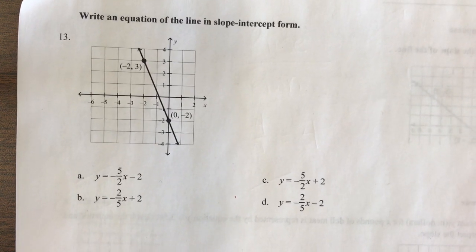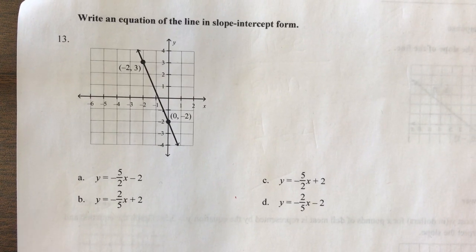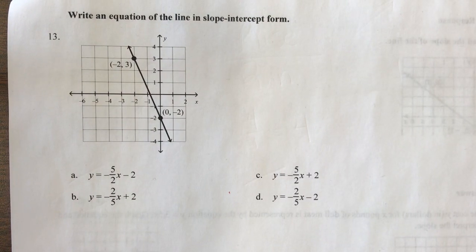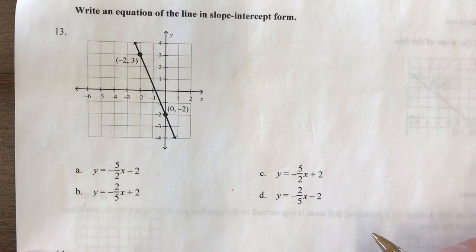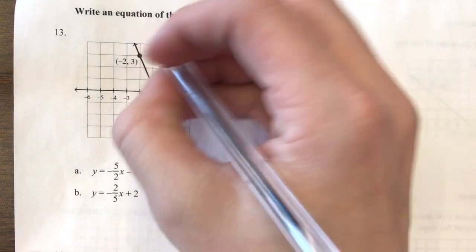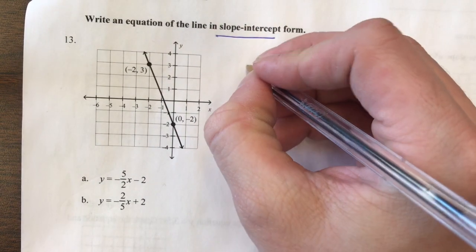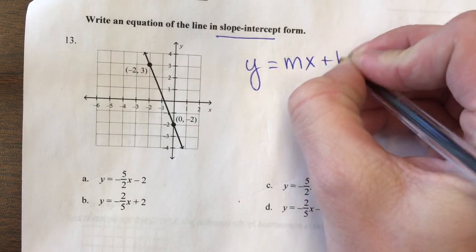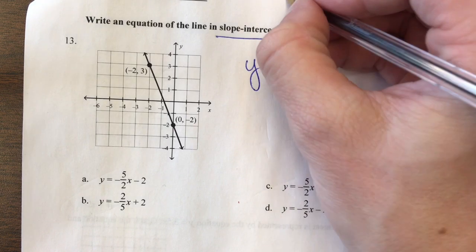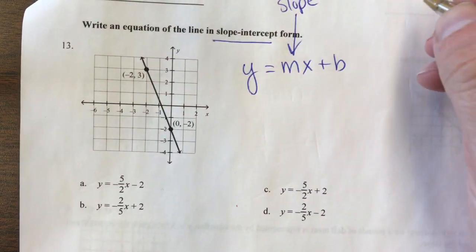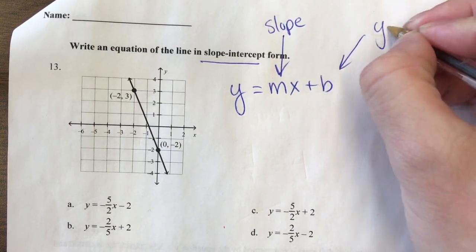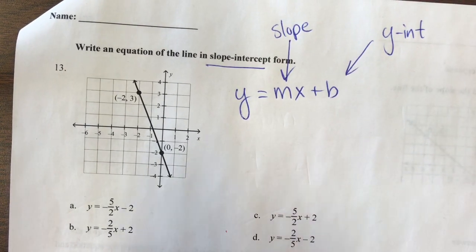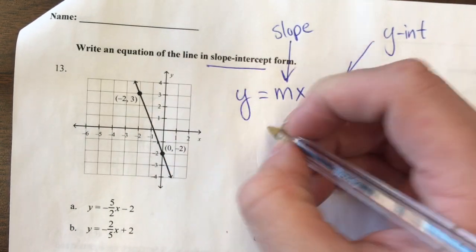I'm going to do this 2 different ways. I'm going to do it the non-calculator way and with the calculator so that everybody can see it. The non-calculator way is me noticing that this is an equation that's to be written in slope-intercept form. Slope-intercept, of course, is y equals mx plus b. M is your slope. B is your y-intercept. So I need to find the slope and the y-intercept and just plug it in.